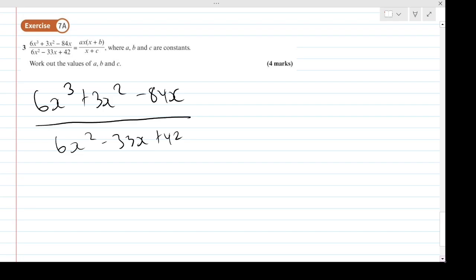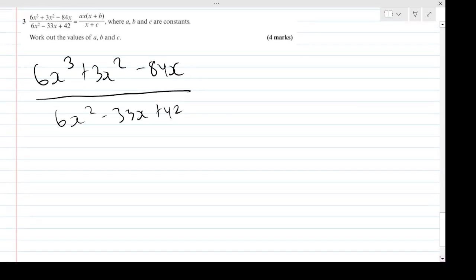So, well, none of the top and the bottom are factorised, unfortunately, so we need to factorise both the top and bottom ourselves in order to do that. So we're going to do the same thing. We're going to factorise the top part first.